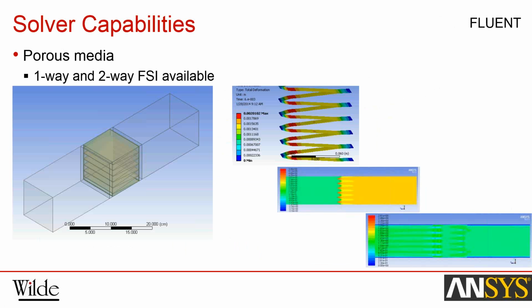Another request that came out from clients over the years has been the ability to do one-way and two-way FSI on porous domains. Well, in version 16, that can be done now. If you've got a porous jump, typically used to model grills or sheets of perforated vents, you can do a full two-way FSI on a porous jump or a thin porous domain, basically. And that's what this is showing over here. You've got your total deformations and you've got your fluid fields, which are driving the deformation.